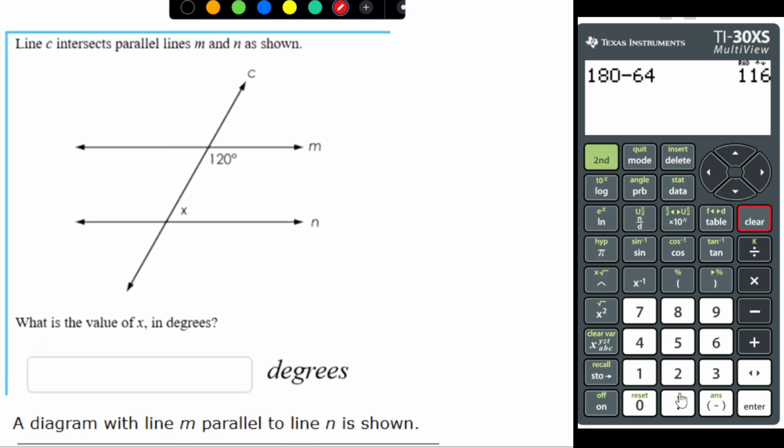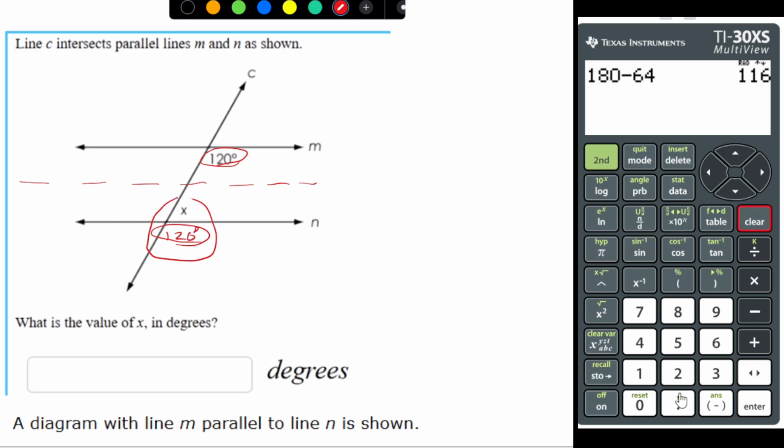Line C intersects parallel lines M and N as shown. What is the value of X in degrees? You're not going to believe this. We're going to solve this very similarly to how we solved the last parallel line cut by a transversal. You can, if you wanted to, cut this in half. And then you see 120 is on the lower right. So its corresponding angle would be right here, which is 120.